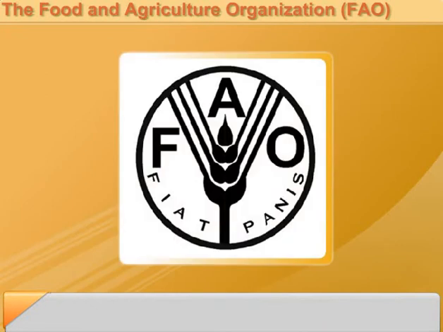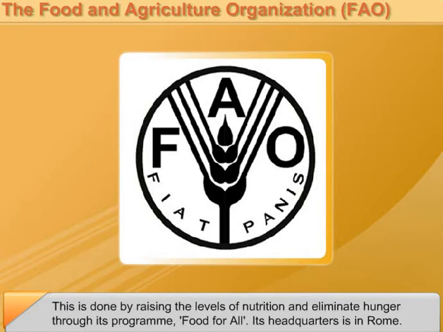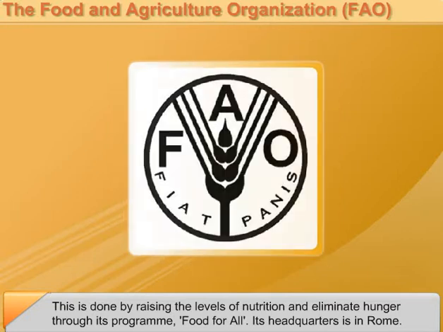Food and Agriculture Organization, FAO. The FAO aims to raise the standard of living of the people. This is done by raising the levels of nutrition and eliminating hunger through its program Food for All. Its headquarters is in Rome.